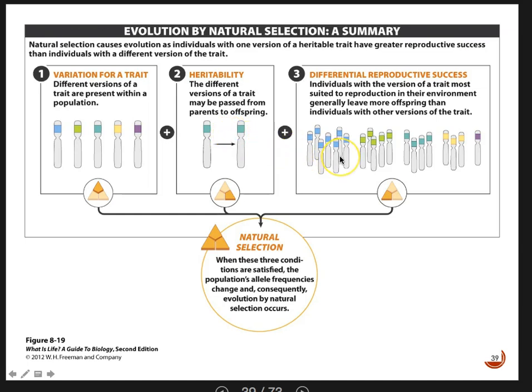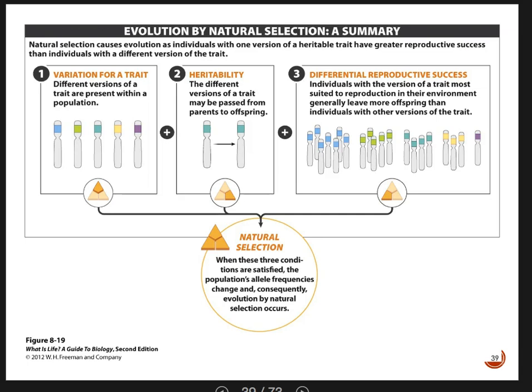And you have to have differential reproductive success, meaning that some traits do better and some do not do very well at all. And so what's going to happen is instead of having an even number of all of those traits in the population, due to this differential reproductive success, some are going to do better and some are going to do worse. That's natural selection. If you satisfy all 3 of these conditions, then you will have evolution by natural selection.